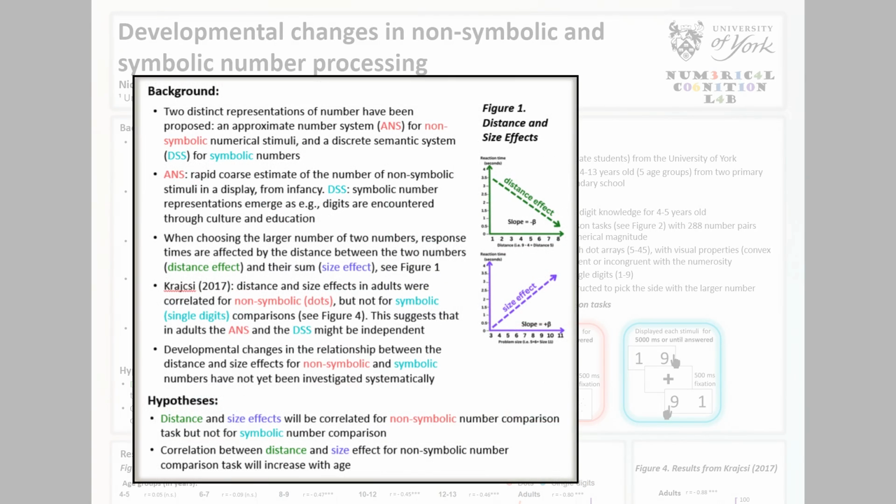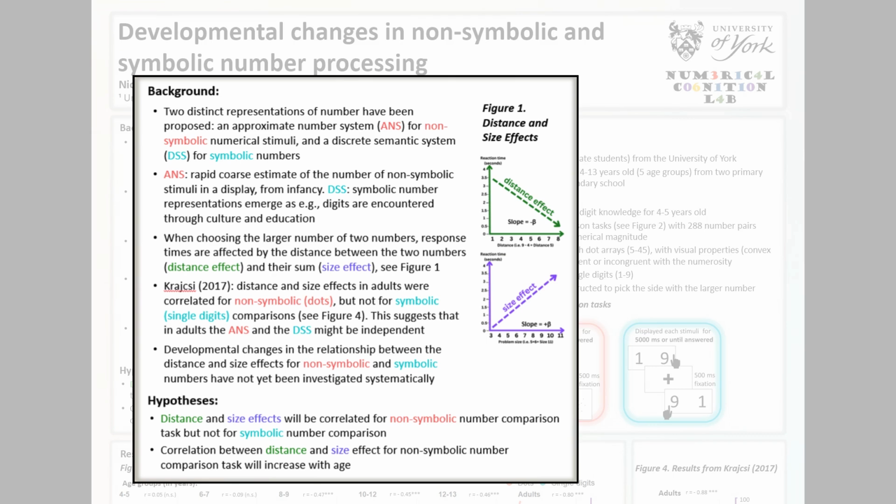Two cognitive systems are proposed for number representation: the approximate number system (ANS) and the discrete semantic system (DSS). The ANS allows for rapid, coarse estimations, such as approximating the number of dots on a page, and is present from infancy. In ANS-based processing, the distance and size effects are correlated. The DSS involves the use of symbolic representations like digits, which we learn through culture and education.